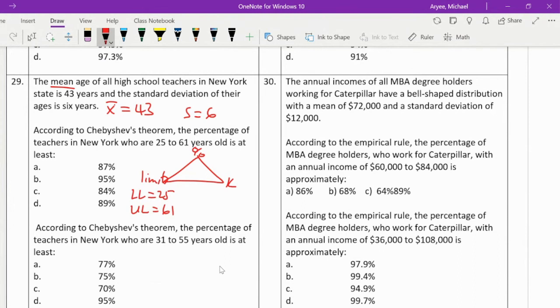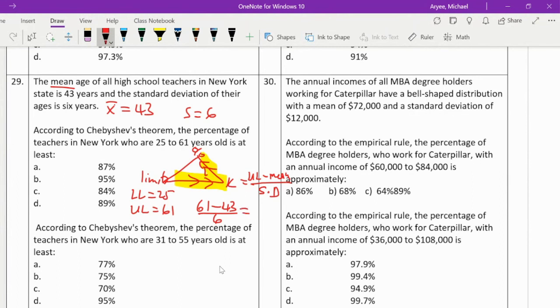Now, if they give you the limit, you have to find K, and then use K to find the percentage. If they give you the limit, then K is the upper limit minus the mean, divided by the standard deviation. So in this question, you're going to do 61 minus 43, divided by 6.